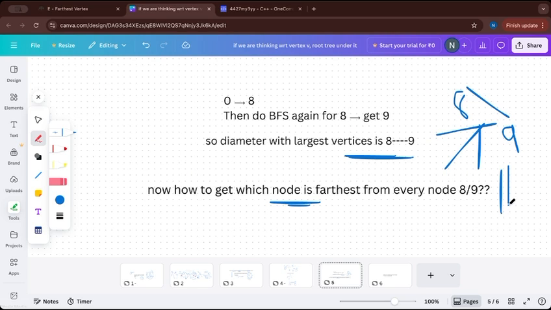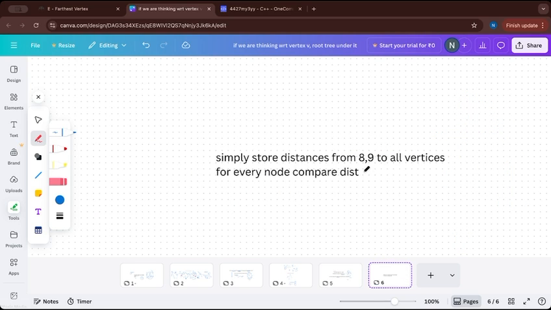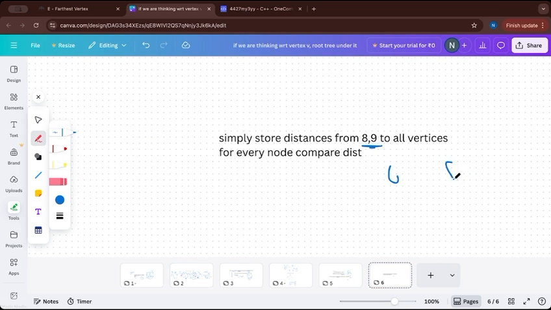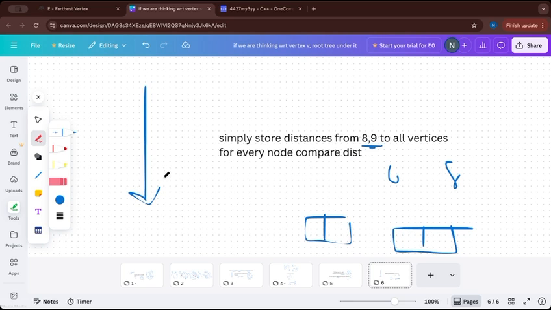So even now, if we observe, we have to do some kind of BFS for every node. Is that true? No, because we can simply do the BFS from 8 and 9, and then we can find the answer for all the nodes. We will do BFS for 8 and store the distance from every vertex to 8, and we will store the distance from every vertex to 9, and then we will loop through all the nodes and find the distance to 8 and the distance to 9. If these both are not equal, we will return the node with that value.